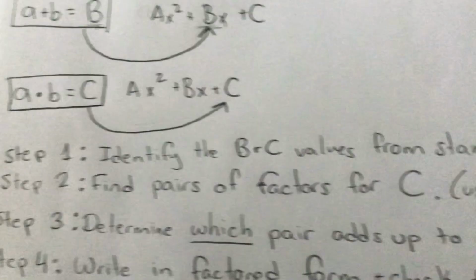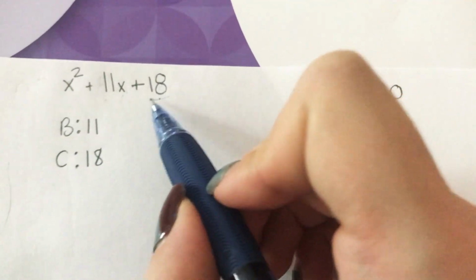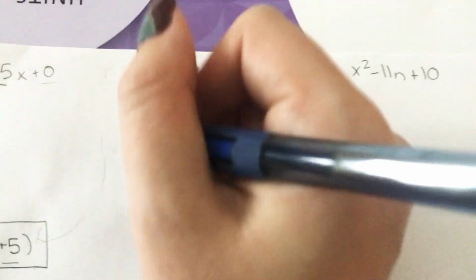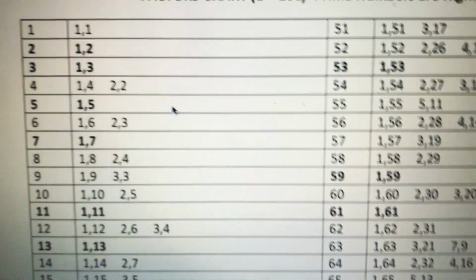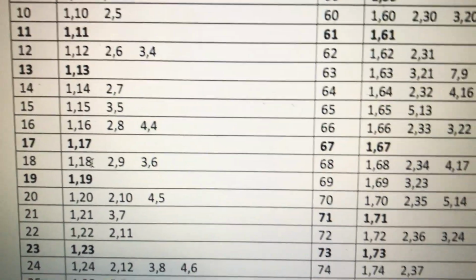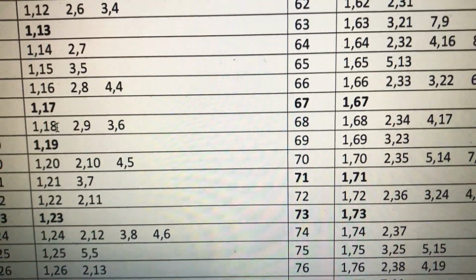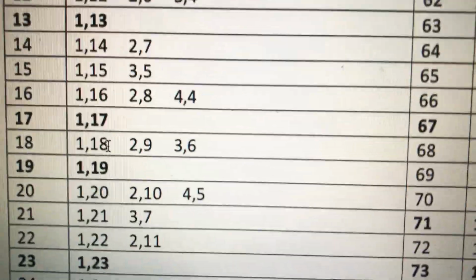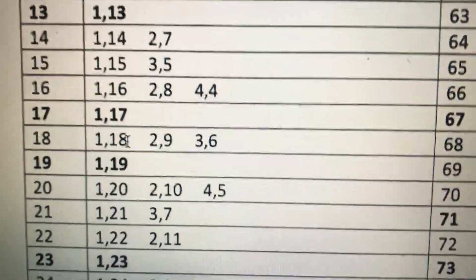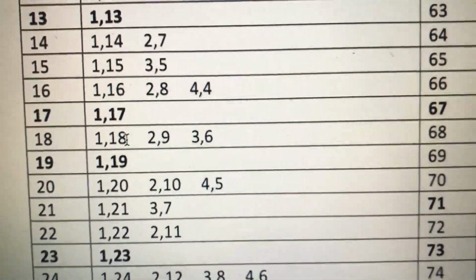Now step 2. Find the pairs of factors for c. We're going to use the factor sheet, and this is not 0, so we're doing good. I'm going to go ahead and look at my factor sheet and list out all the factors for 18. So my factors for 18 are, I'm looking at my factor sheet, and I have 3 pairs of numbers. I'm going to write down all of those 3 pairs. I have 1 and 18, I have 2 and 9, and I have 3 and 6. Okay, so I'm literally just writing down the pairs of numbers that I see on my factor sheet.